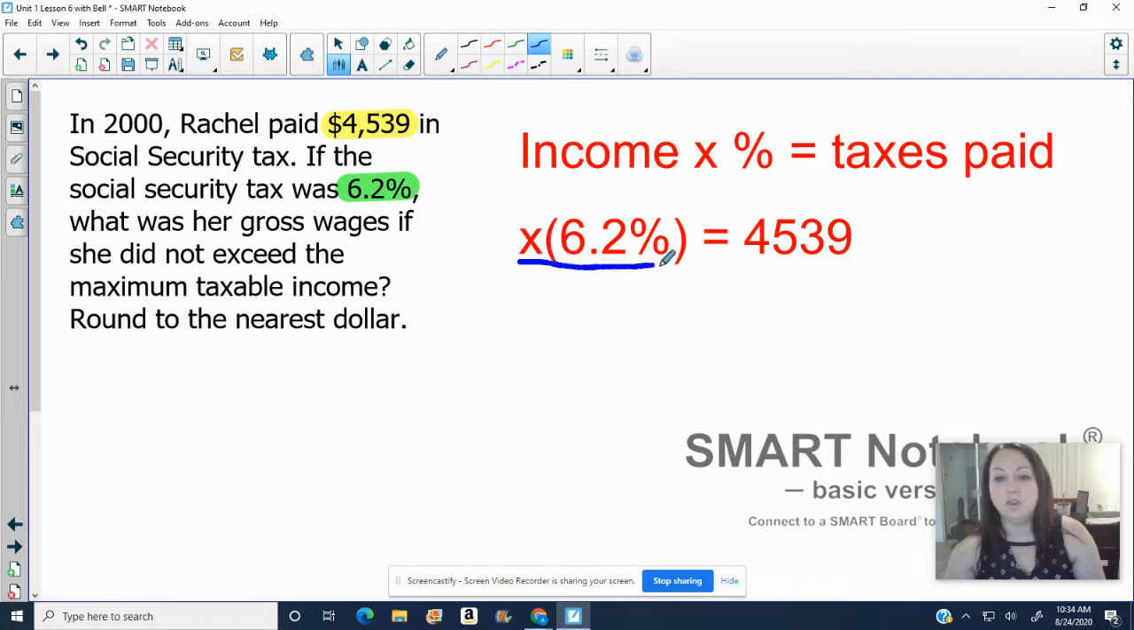What we need to do is go through and divide this by 6.2%. That's how we are going to cancel out the income times the percentage. We're going to divide it off.